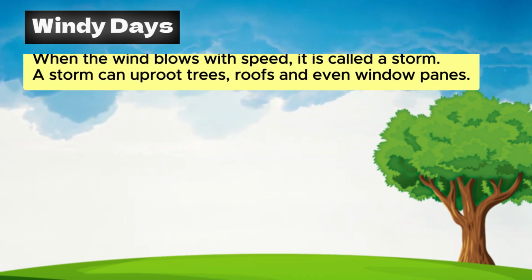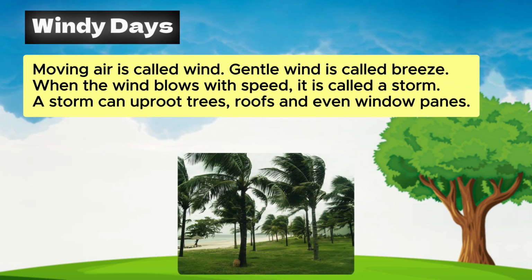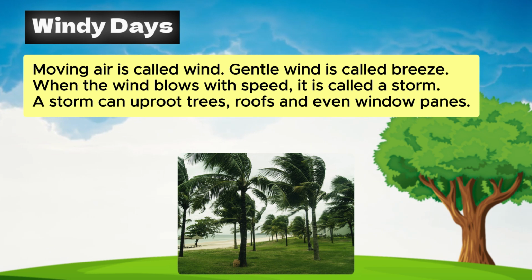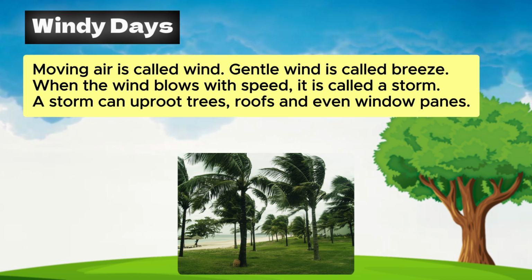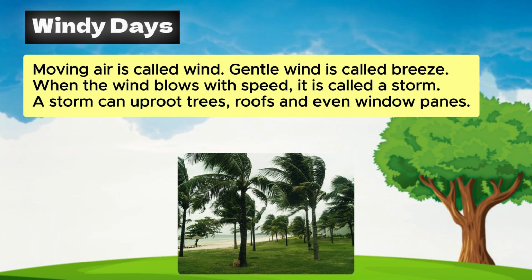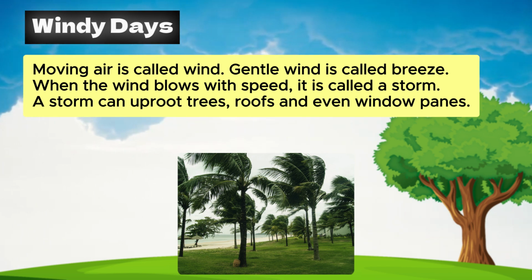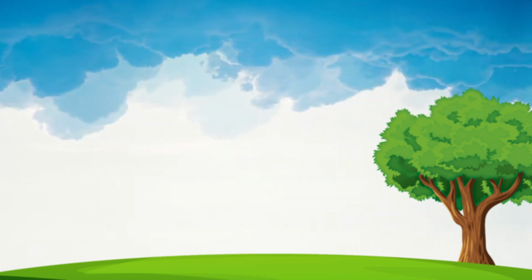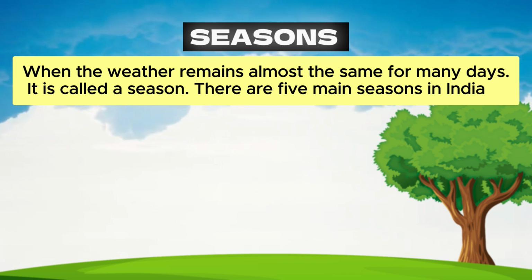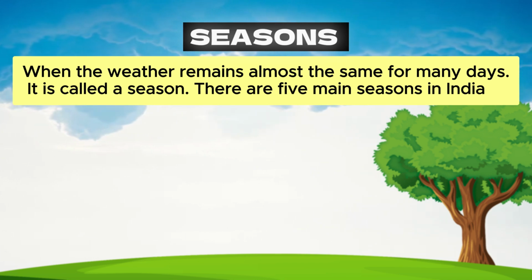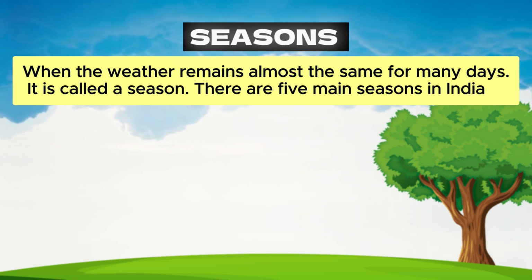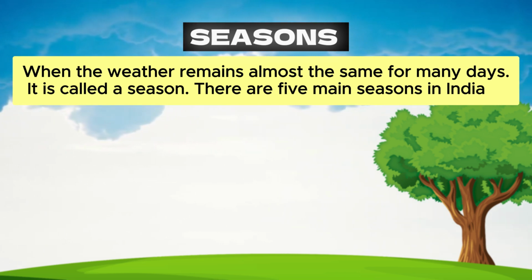Windy days. Moving air is called wind. Gentle wind is called breeze. When the wind blows with speed, it is called a storm. A storm can uproot trees, roofs and even window panes. Seasons. When the weather remains almost the same for many days, it is called a season. There are 5 main seasons in India.